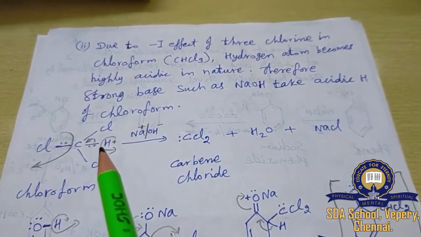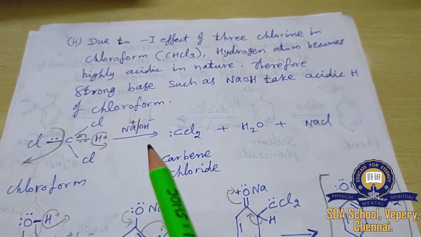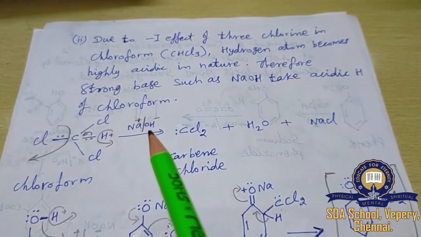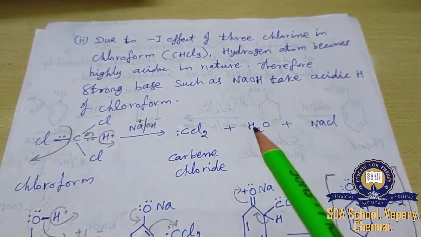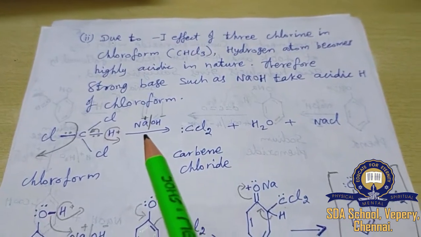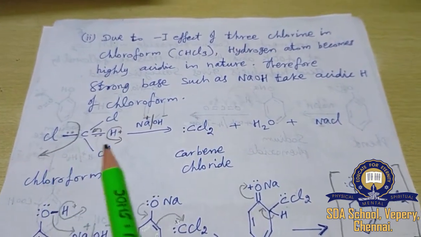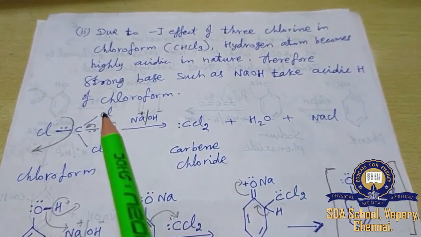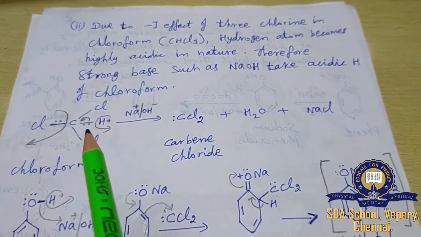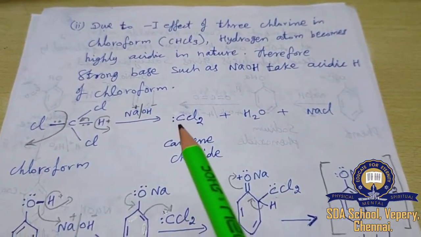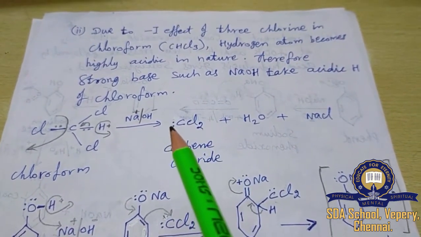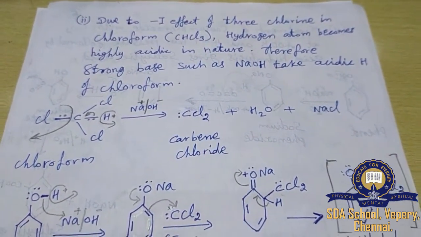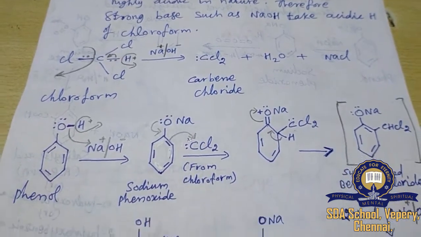So in chloroform in the presence of sodium hydroxide, that acidic hydrogen is easily replaced by the hydroxyl group by formation of a water molecule. And now Na plus removes one chloride ion from that to form sodium chloride. The remaining part is one carbon atom and 2 chlorine atoms with the bond pair electrons. So CCl2 with 2 dots. That is called carbon chloride. Now that carbon chloride takes part in the chemical reaction. Let us see.